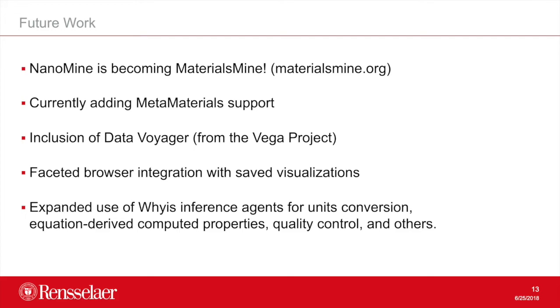And finally, we're going to expand the use of YIS inference agents. Right now, we're using them for semantic ETL, but we will add the ability to convert units within the graph automatically, simply by knowing that the units are of the same type. Be able to derive computed properties based on mathematical equations that we can express in the ontology. Provide the ability to do quality control within the graph, and a number of other capabilities.